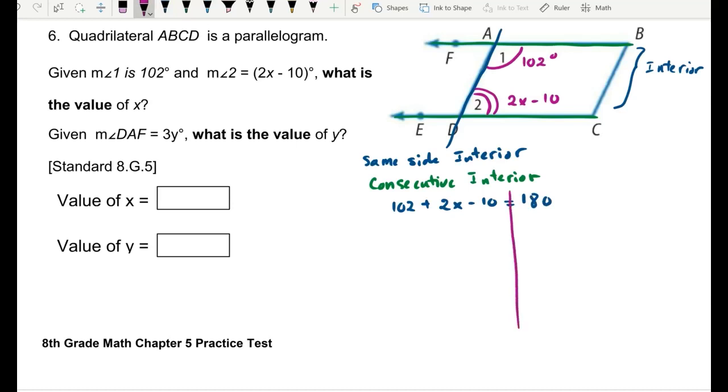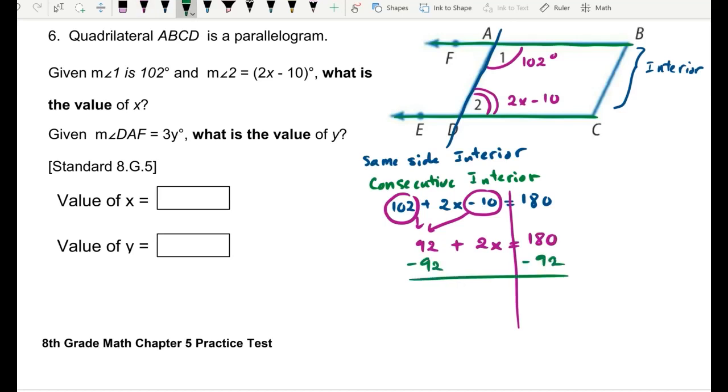Alright, we will solve for x. 102 minus 10 would be 92, plus 2x equals 180. Then we solve for x by subtracting 92 on both sides. So 2x equals 88. We divide by 2 on both sides, x equals 44. Alright, our x value is 44.